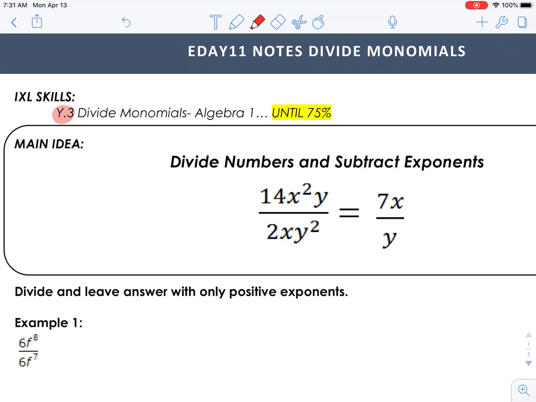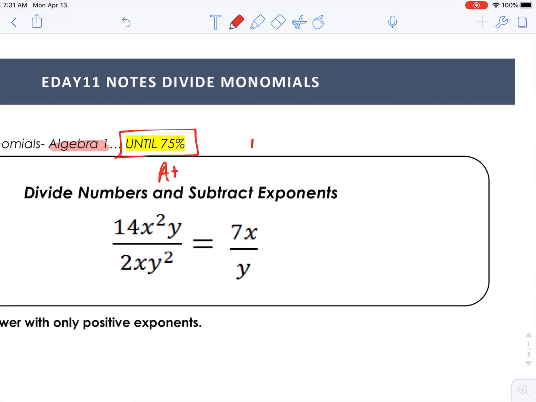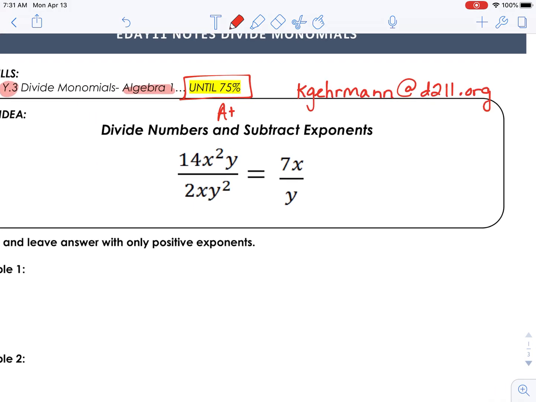Your IXL is Y3 in Algebra 1, and you only have to go to 75%. 75% will get you an A+. And just as a reminder, I really appreciate when students send me an email or tell me on Remind that they're done with the lesson so I know to update the computer.